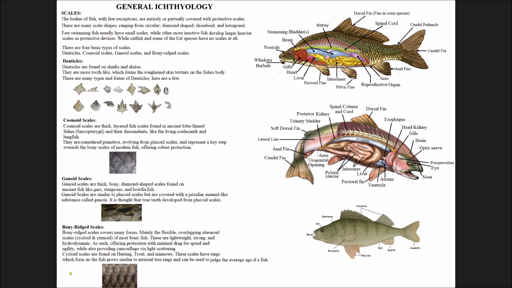Cycloid scales are found in herring, trout, and minnows, for instance. These scales have rings which form as the fish grows, similar to internal tree rings, and can be used to judge the average age of a fish.